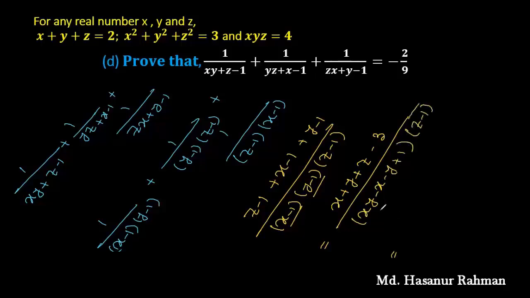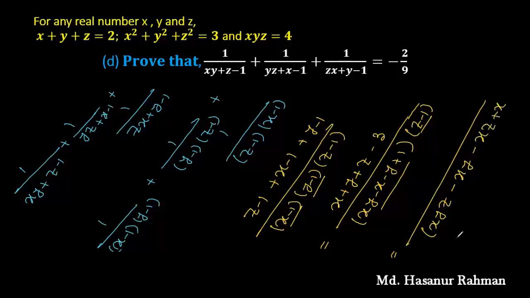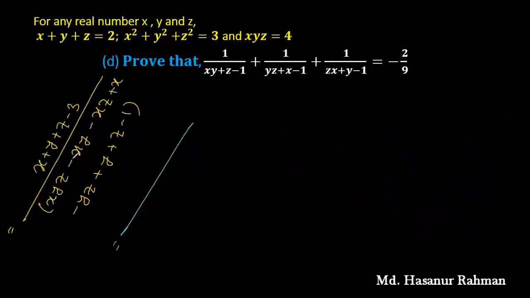So again, we have to multiply this one by this one. Then what will we get? We'll get xyz minus xy minus xz plus x minus yz plus y plus z minus 1. And at numerator, we'll get x plus y plus z minus 3. So now we have to put the value. What is the value of x plus y plus z? We can put 2 instead of x plus y plus z. So 2 minus 3. And at denominator, instead of xyz, we can write 4.